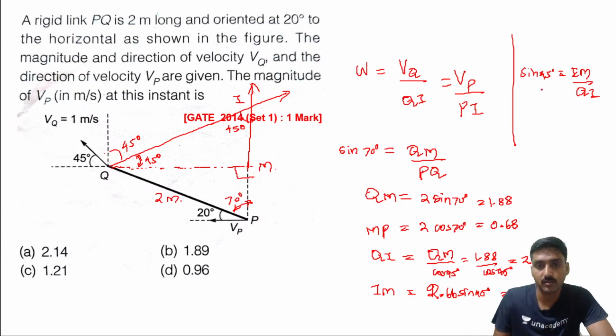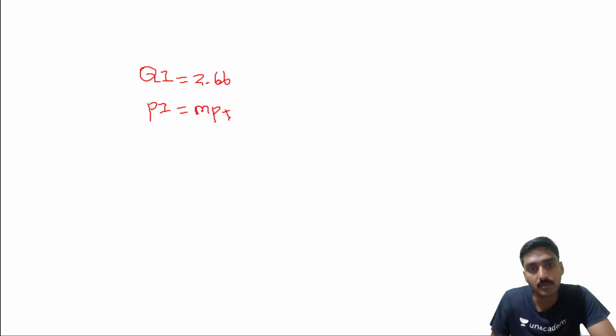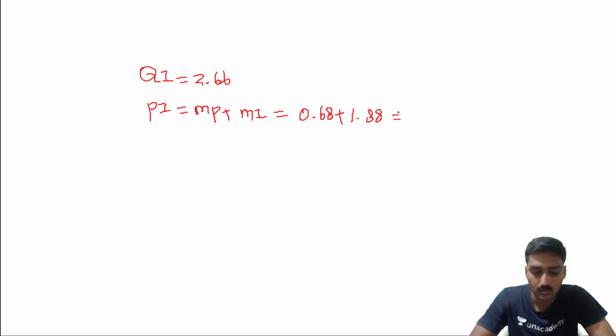And what will be the value? QI is equal to 2.66. PA is equal to MP plus MI. It's equal to 0.68 plus 1.88. It's 2.56.